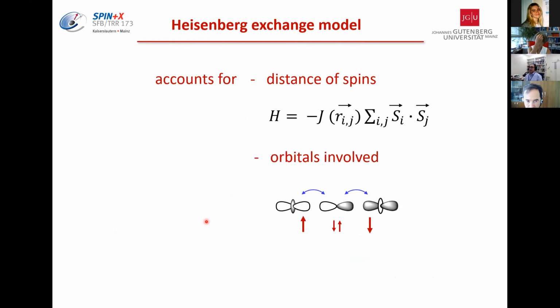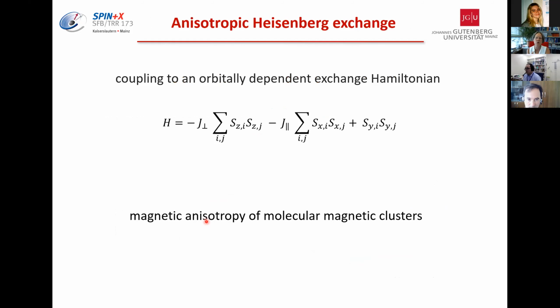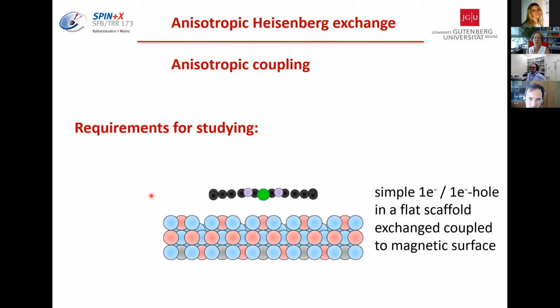Of course, if we would like to deal with the exchange interaction, we have to deal with the Heisenberg exchange model, which usually accounts for the distance of the spins and the orbitals that are involved, but this might not be enough. So what we have to do is extend the Heisenberg exchange interaction and add a term which takes into account the anisotropy of the system. This is of very crucial importance, and I will show you in a moment why this is the case.